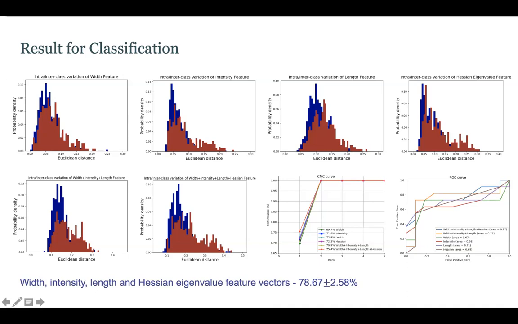And here, this is the CMC curve, and this is a ROC curve. And you can see the best performance is the combined width, intensity, length, and Hessian in both the CMC curve and ROC curve. And the best result, from the combined width, intensity, length, and Hessian eigenvalue feature vectors, is 78.67%.